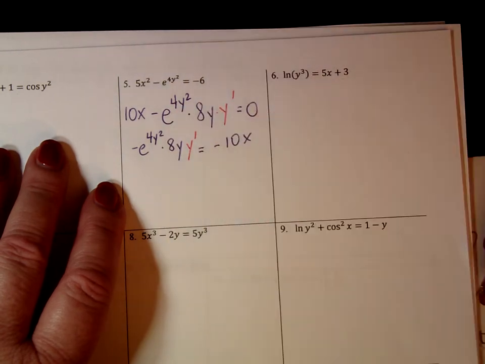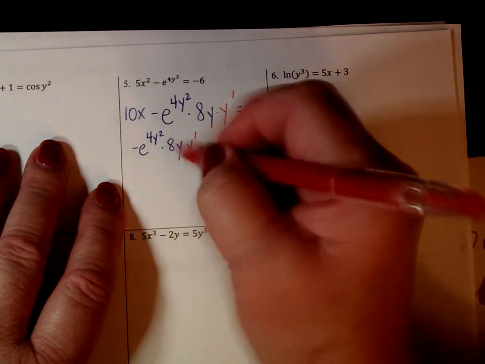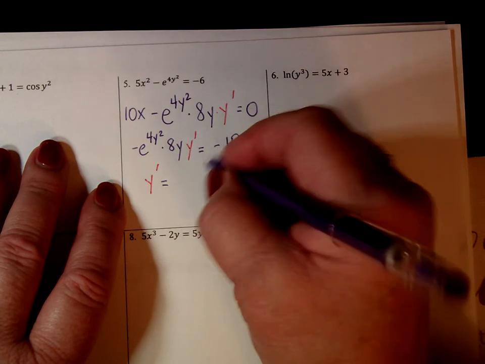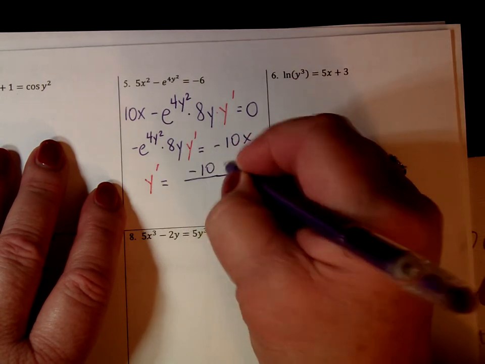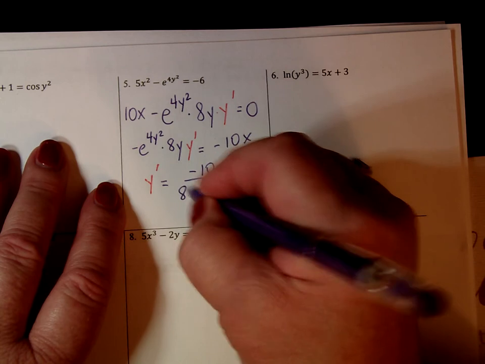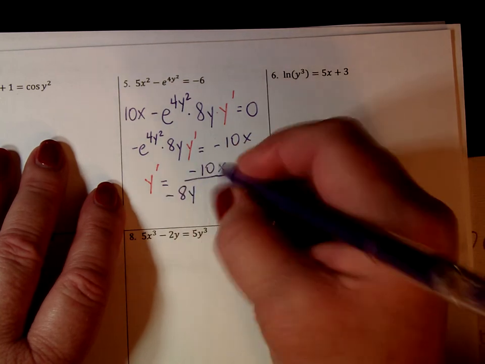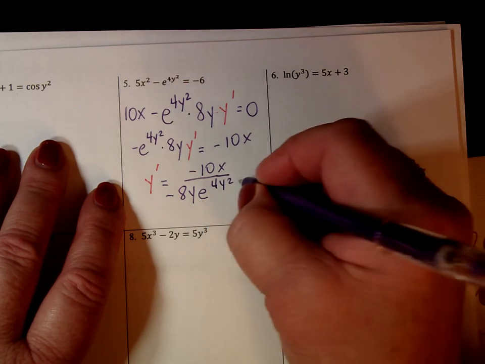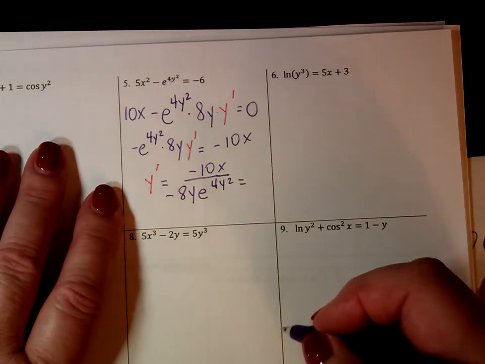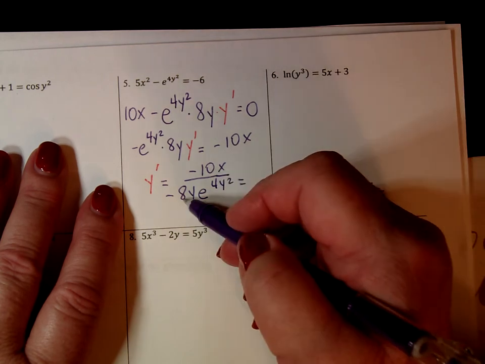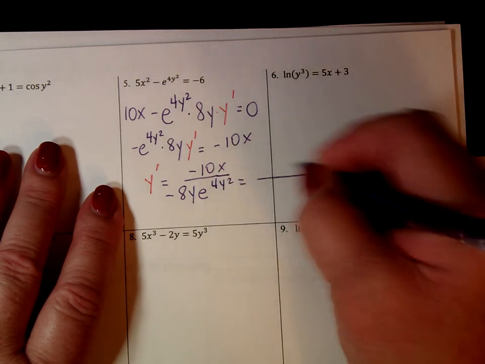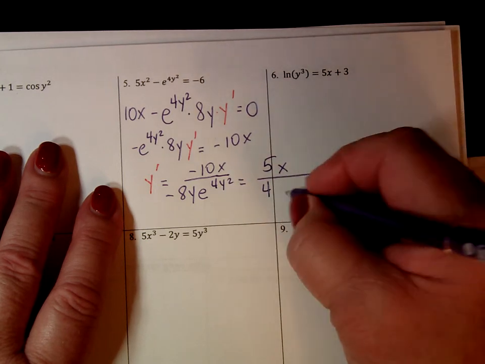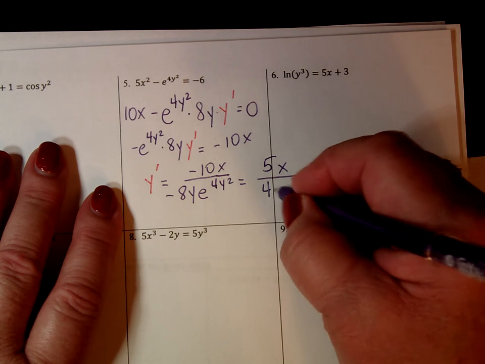Now all of this is all one piece, so really y prime is going to equal the divided by of this. So negative 10x, I have an 8y that's also negative, e to the 4y squared. Can I make that prettier? A little bit. Negative 10, negative 8 gives me 5 over 4. I know I have a fraction. So my fraction has a 5 on top, a 4 on the bottom, an x on the top, and then I have a y, e to the 4y squared.